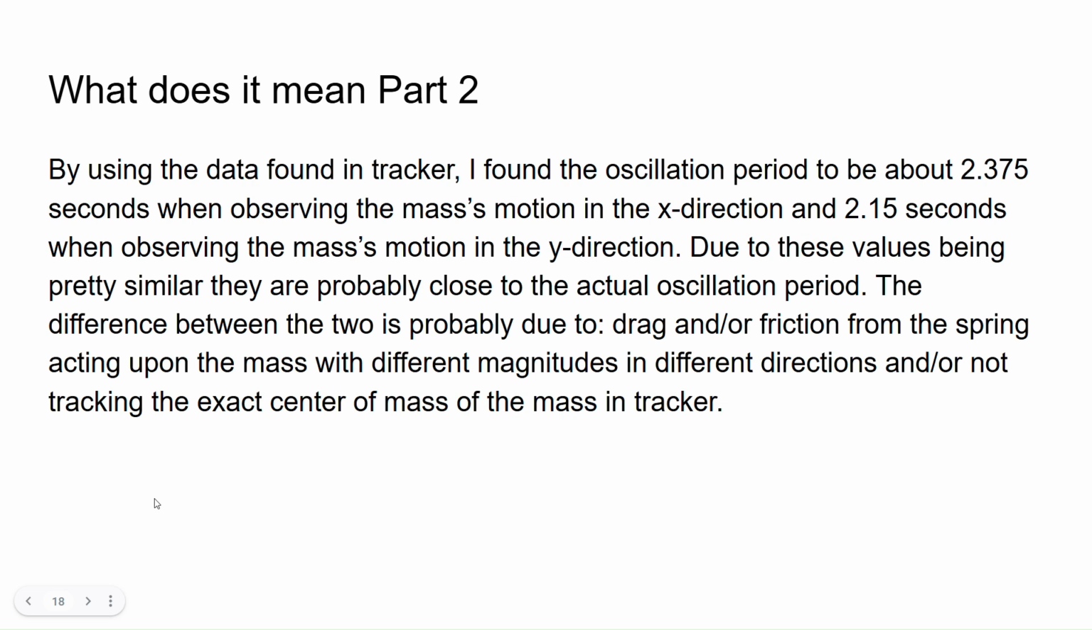What does it mean, part 2? By using the data found in Tracker, I found the oscillation period to be about 2.375 seconds when observing the mass's motion in the x direction and 2.15 seconds when observing the mass's motion in the y direction. Due to these values being pretty similar, they are probably close to the actual oscillation period.